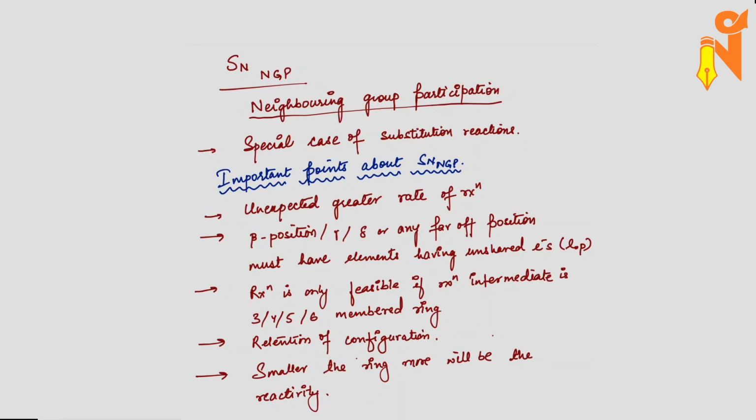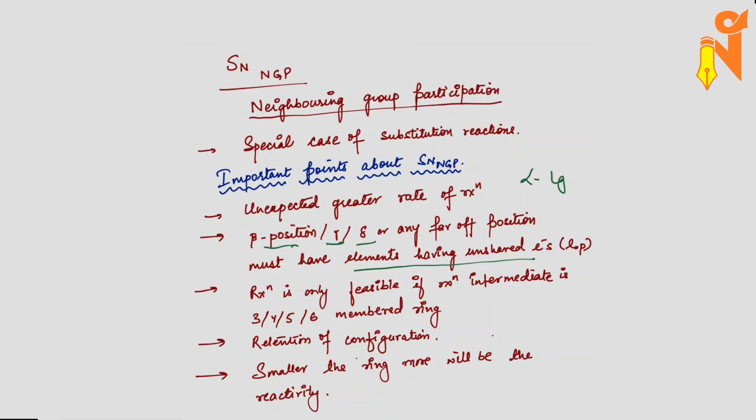Second thing, how to identify if SNNGP is working in a particular condition or not. On your beta position, on your gamma position, on your delta position, or any far off position in the chain, you should have some nucleophilic element present, or you can say an element which has unshared electron pairs which can act as a nucleophilic center. That means on the alpha position we will have a leaving group, and on any other position we will have one more group which can act as a nucleophile, like an internal nucleophile. We have a nucleophile within the chain itself.